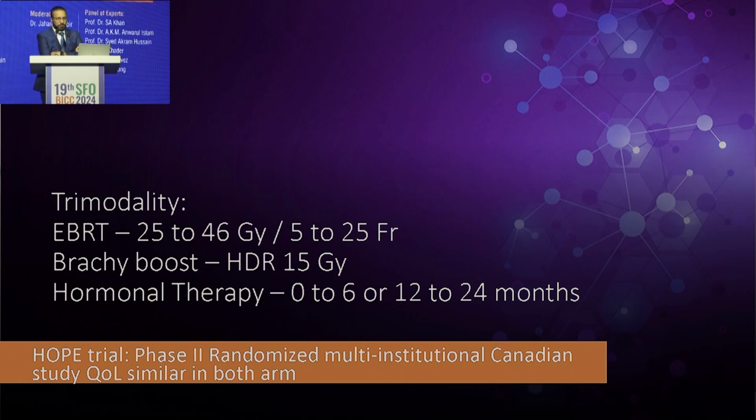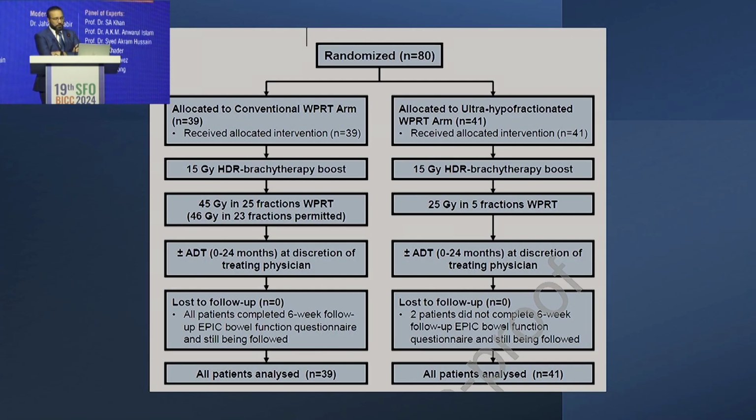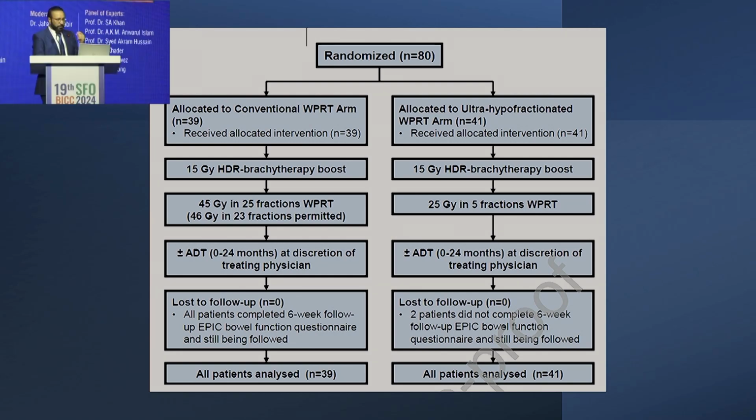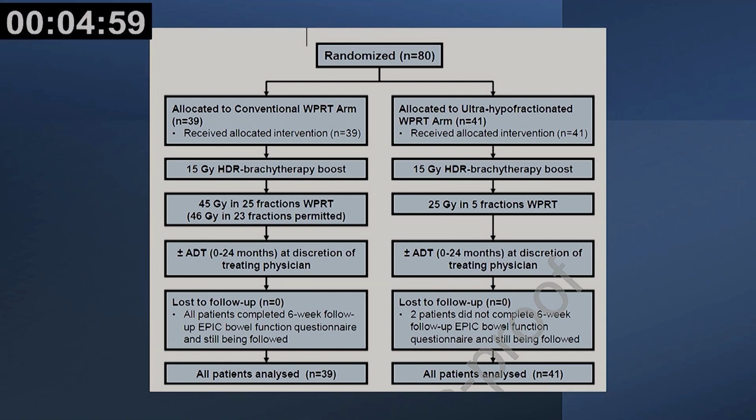The other arm, the second arm, which I will describe in more detail, was 5 fractions: 25 gray in 5 fractions to the prostate and pelvic lymph nodes, and also a single fraction of 15 gray to the prostate as HDR brachy. This is a brand new study which was just published as a phase 2 randomized trial. I know Vunita Kuruku was mentioning it to me during my Canada visit. So I thought I should bring this to your attention, that we are moving towards brachy as a component and 5 sessions as a treatment. This is one of the options for our patients with intermediate and high risk.